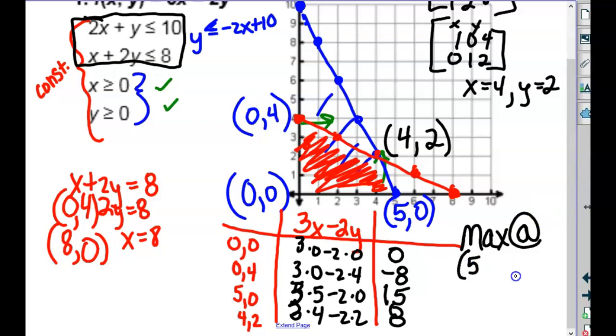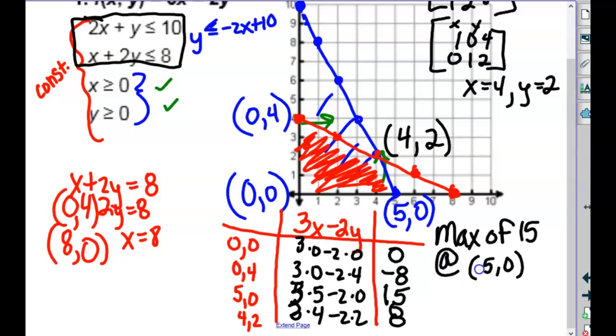No, you know what? I'm going to write that a little differently. I write a maximum of 15 at 5, 0. Does that seem right, guys? And then a minimum of negative 8 at 0, 4.